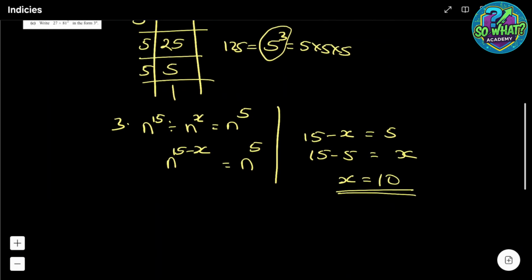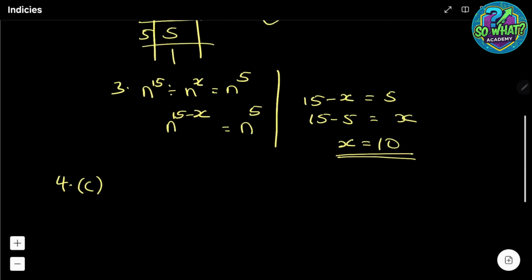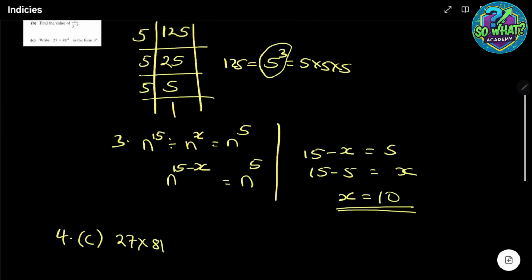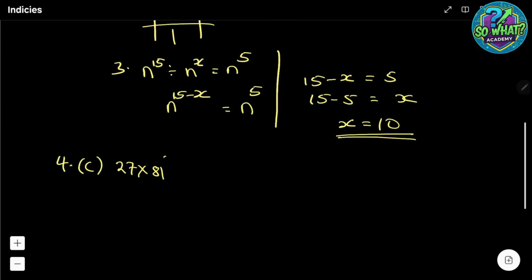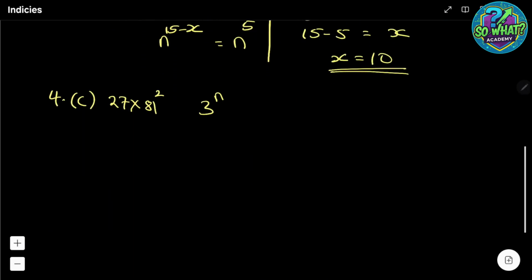Not to rush you. So number 4, I'm only doing part C. They want us to write 27 times 81 squared in the form of 3 power any number. So what does it mean? We are going to write 27 in terms of 3, right? And 81 in terms of 3.